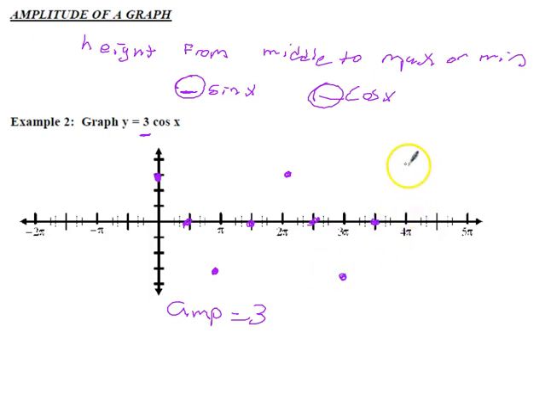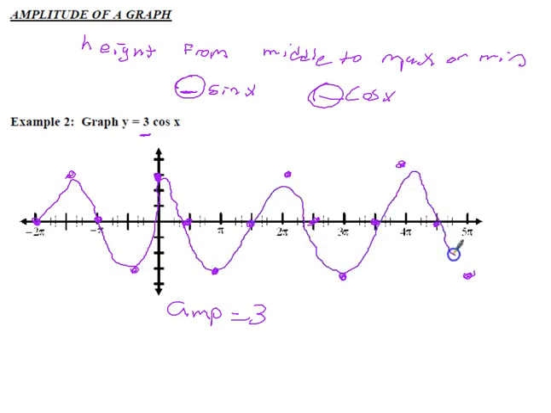to get the rest of the picture. And we can continue on the left-hand side and get the entire picture of what y equals 3 cosine x is going to look like.